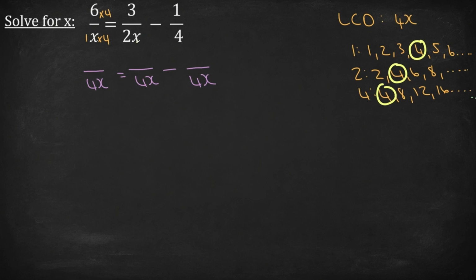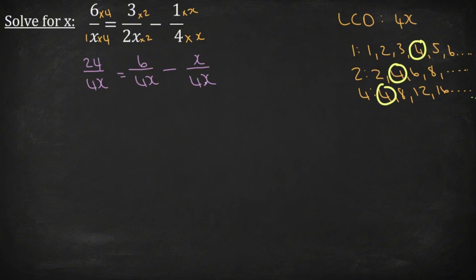Let's have a look at this denominator. What do I have to multiply 2x by to make it 4x? And the answer is 2. And what you do at the bottom, you have to do at the top. And the same with this one. What do I have to multiply this 4 by to make it 4x? And the answer is x. And what I do at the bottom, I have to do at the top. Now it's easy to write the numerators. 6 times 4 is 24, 3 times 2 is 6, and 1 times x is 1x. Remember, we don't write the 1 in front of the x.